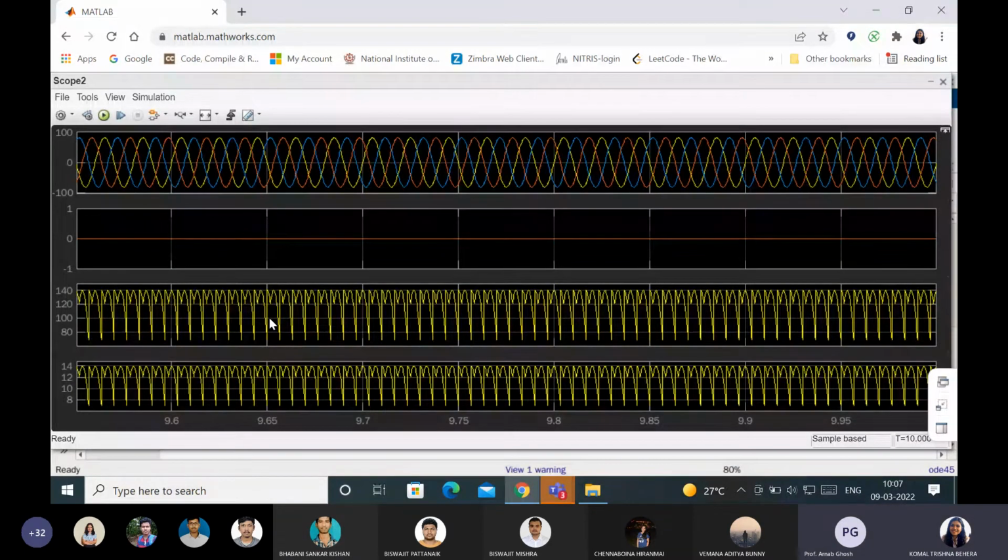Here we can see that I have set the firing angle at 30 degrees. So the firing angle is less than 60 degrees, so we are getting 6 pulses. That is the pattern. Per cycle we will get 6 pulses.